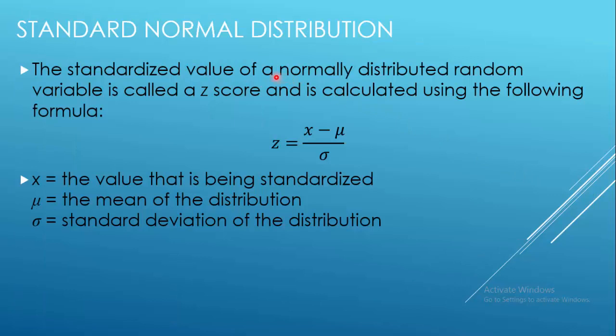Now what is standard normal distribution? The standardized value of a normally distributed random variable is called a z-score and is calculated using the following formula. Z is equal to x minus mu divided by sigma. We know mu is the mean, sigma is the standard deviation, and x is the value which is to be standardized.